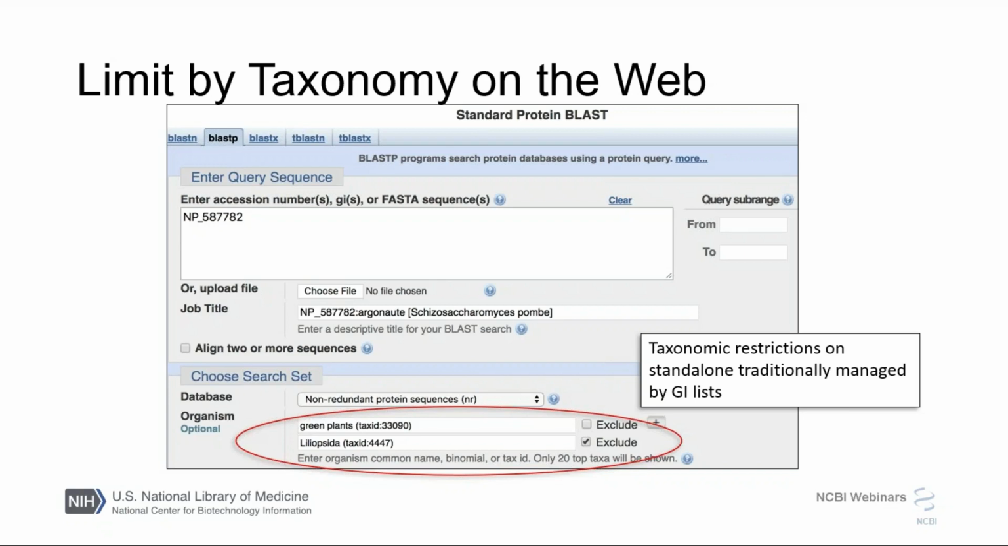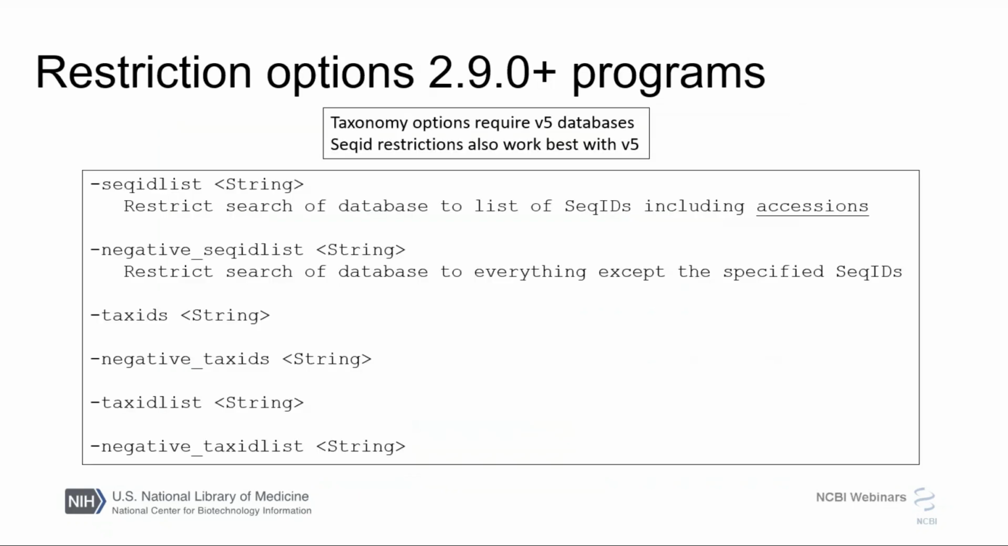On standalone BLAST, the way you would manage this in the past has been traditionally by GI lists. And that's not going to work anymore with the version 5 databases. So in order to do this, you can do some other things that don't require using GIs. One is to use a SeqID list. SeqID lists can be accessions, so you can use a list of accession.version to limit to a particular set of sequences in the database.